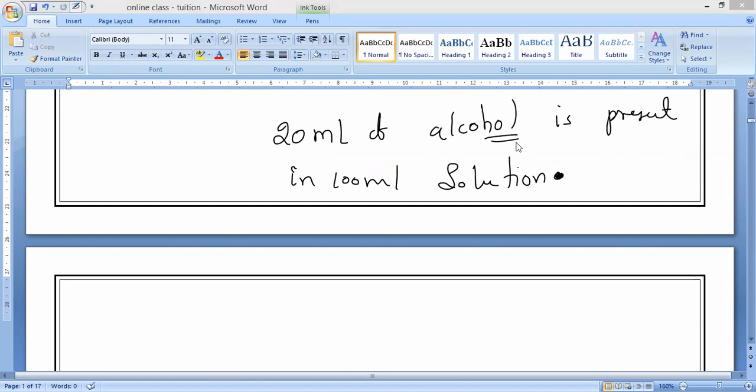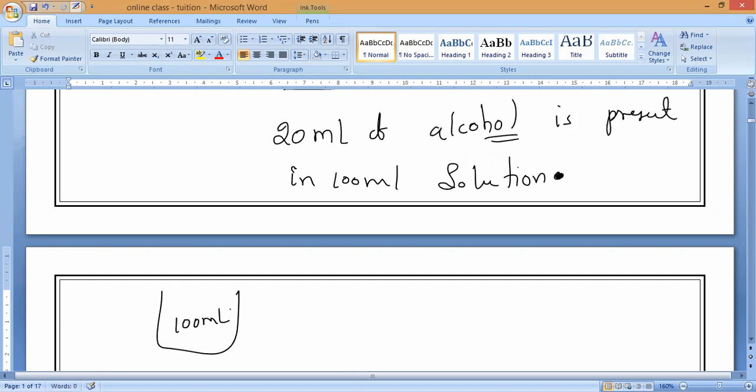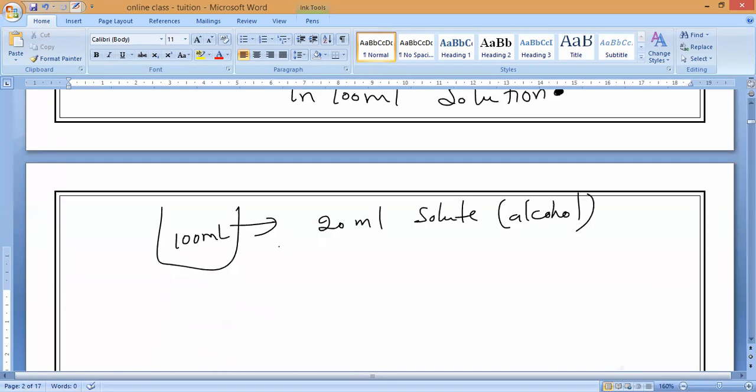Suppose you have taken some kind of a solution which is equal to total 100 ml. Now in that I am saying 20 ml is solute. Solute means in the sense of alcohol. Sir, 80 ml is solvent. Remaining solvent is how much? Solvent is equal to 80 ml.